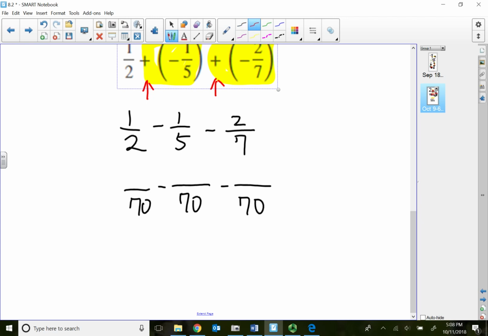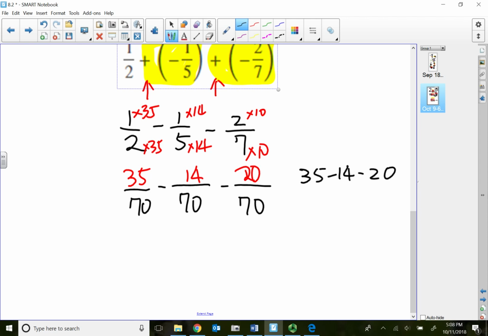So 2 will go into 70 35 times, so my numerator times by 35, which is 35. 5 will go into 70 about 14 times, so numerator times by 14. 7 goes into 70 10 times, so my numerator times by 10, which is 20. So when it comes to combining my numerators, now I see 35 minus 14 minus 20. 35 minus 14, I believe, is 21, minus 20, which is 1. So my answer is 1 over 70.